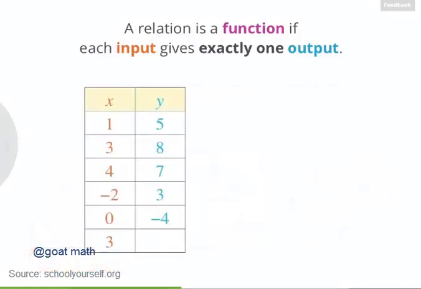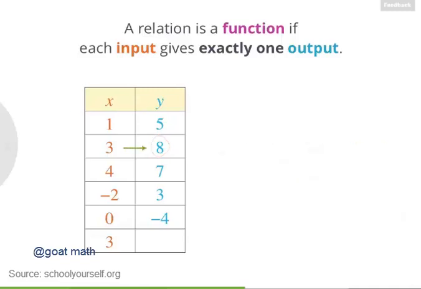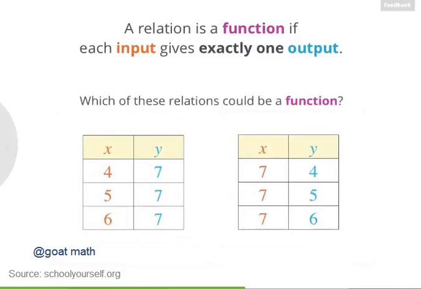Next, here's a slightly longer table with some inputs and outputs. Now, in order for this relation to be a function, what must this missing output down here be equal to? Keep in mind that the input here is 3, and 3 is also an input for this row up here. Precisely. The first time you put 3 into this function, you got 8. So if this really is the table for a function, when you put in 3 again, you have to get 8.